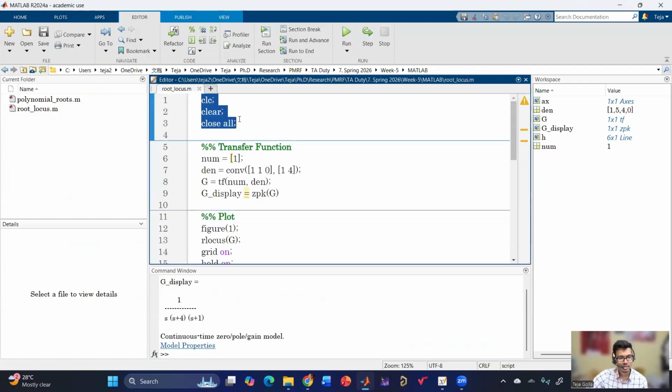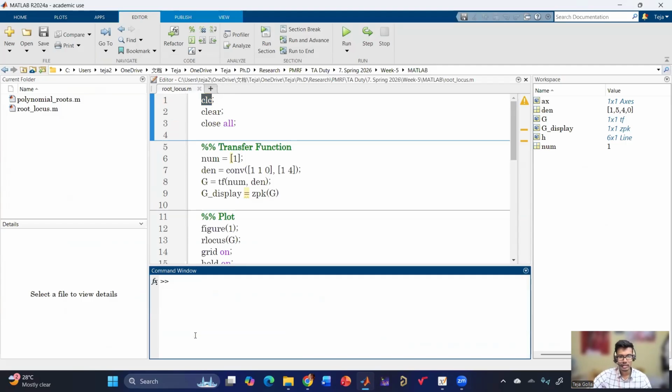So these three commands are simple. Clear means it will clear the workspace, and here there is something in the workspace. So if I do clear, it will clear the workspace. So now nothing is there in the workspace. And close all means if any plots are open, it will close them. And then clc means it will clear the command window.